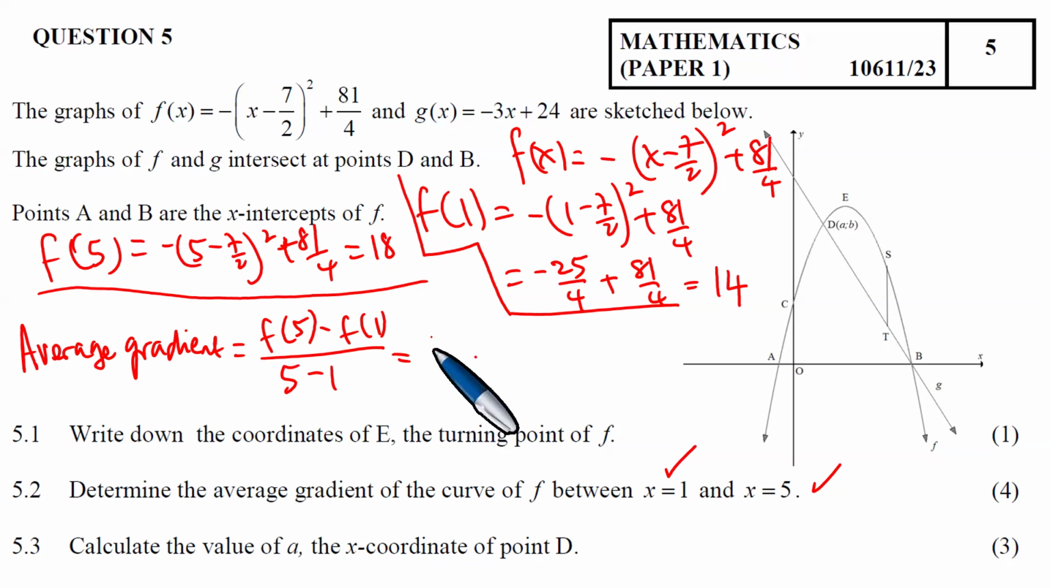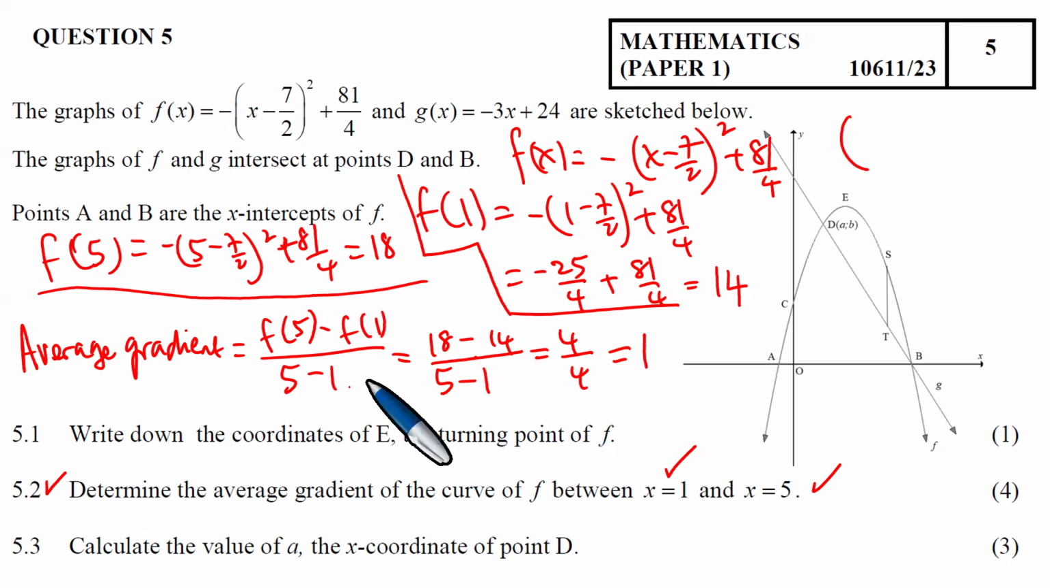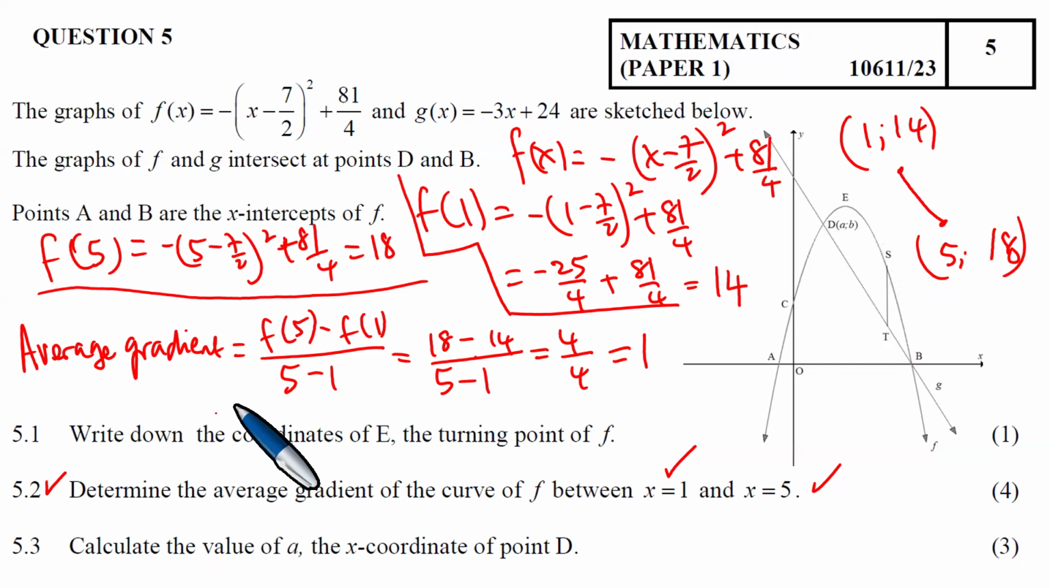What is f of 5? It's 18. f of 1 is 14, divided by 5 minus 1. What is 18 minus 14? It's 4 divided by 4 and you get 1. And that is the average gradient. We've determined the average gradient of the function f between 1 and 5. But also, we note that the average gradient is between the points where x is 1, y is 14, and whenever x is 5, y is 18. As a consequence, the average gradient can be determined as the slope.